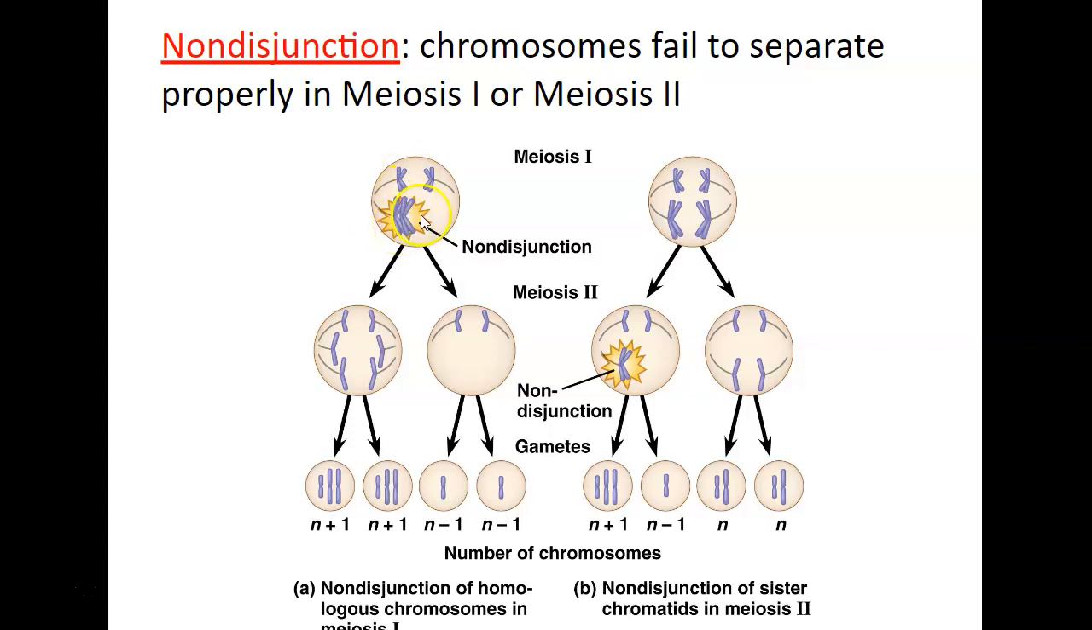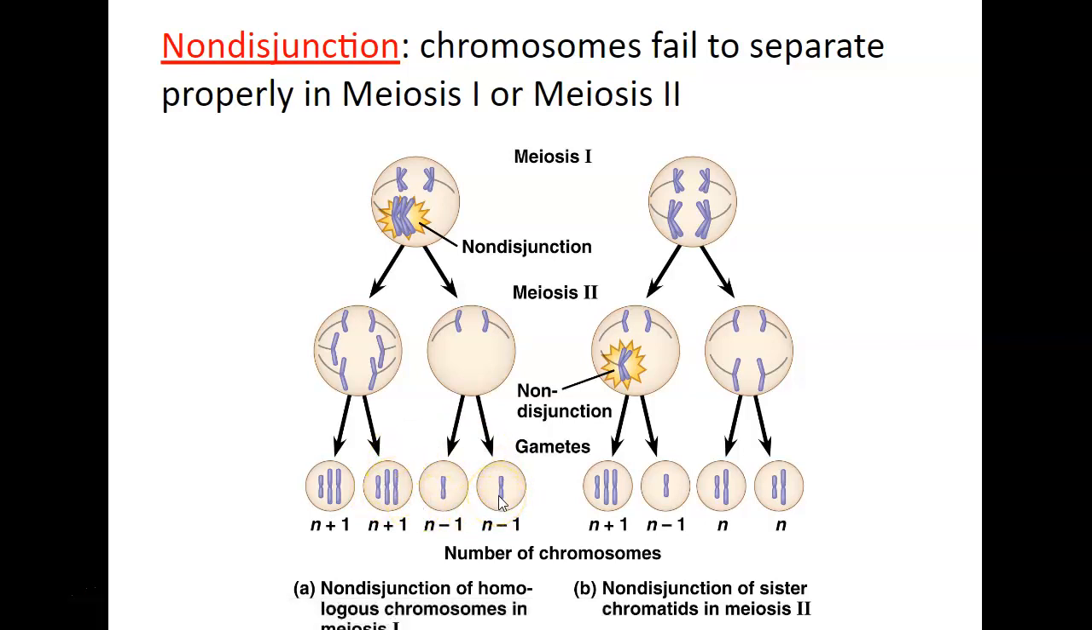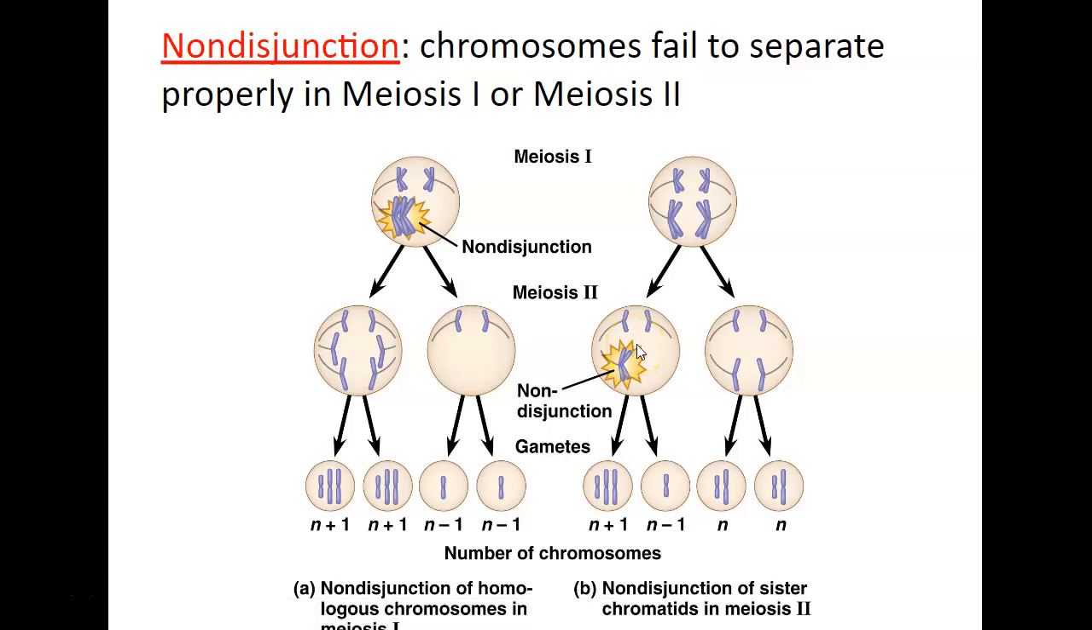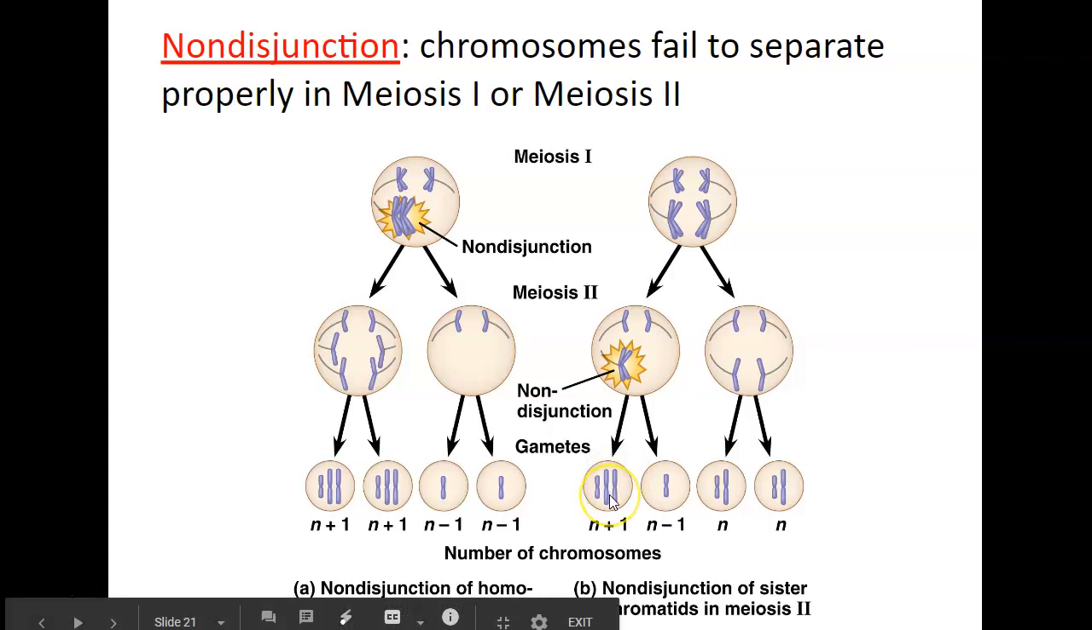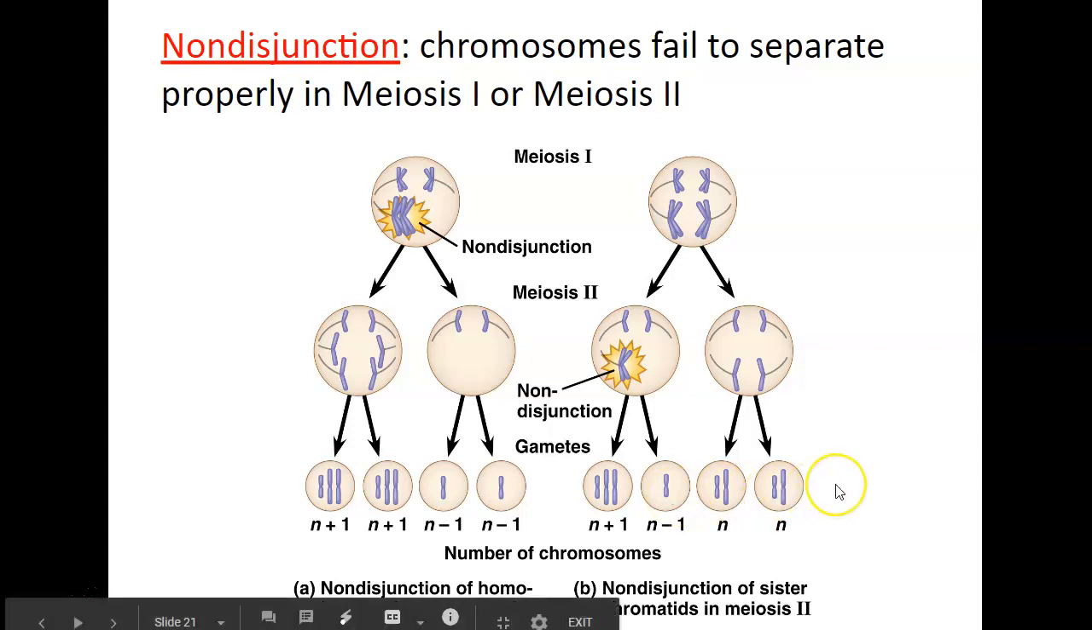What that means is that all of these end up going to one cell, and you'll get half as much in the other cell. Then they'll go through meiosis II normally, and you're going to end up with some gametes that have extra genetic material and some gametes that are missing genetic material. The process could also happen in meiosis II, where the sister chromatids fail to separate. In this case, you're going to end up with one gamete that has an extra and one gamete that has not enough, and two gametes are just fine.